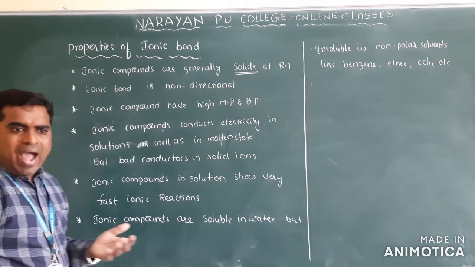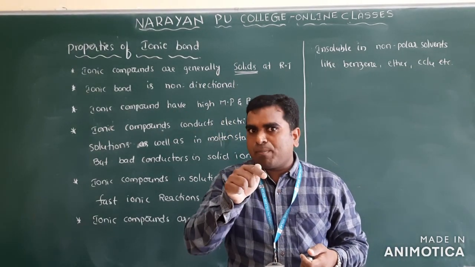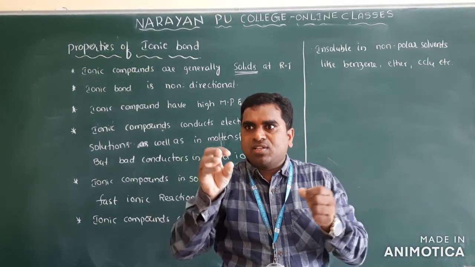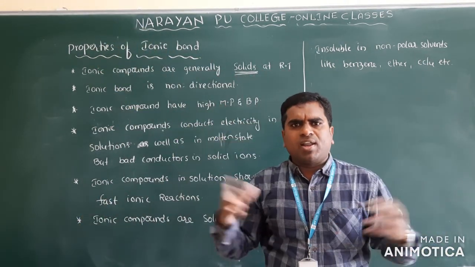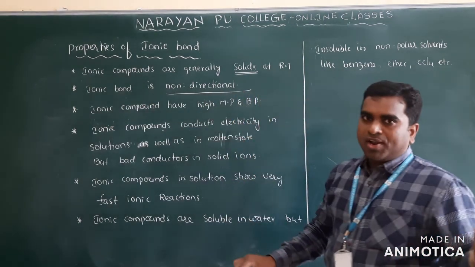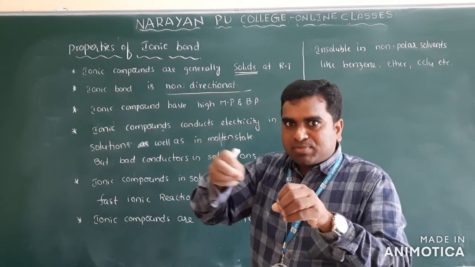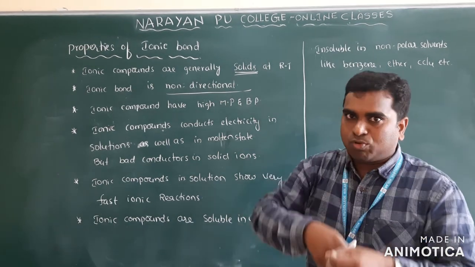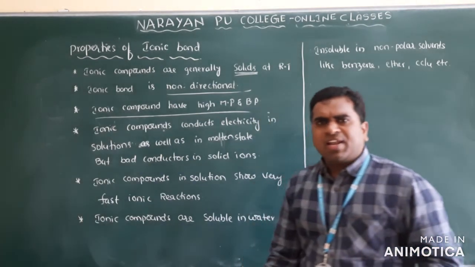Ionic bonds are non-directional, because ions, like gas particles, can roam in any direction. So the formation of an ionic bond is non-directional. But a covalent bond is directional, because ions are not formed. Atoms come together by sharing electrons, and they have to come in the proper directions. Clear?